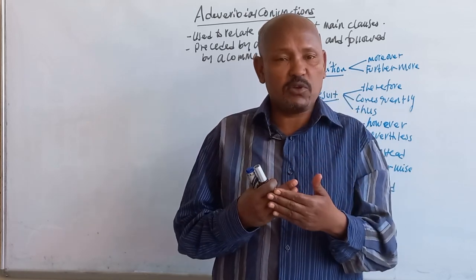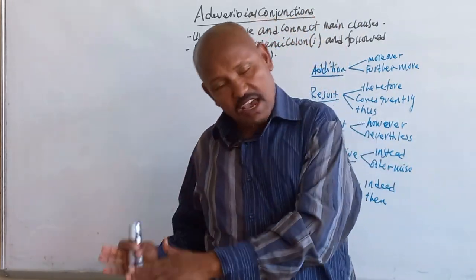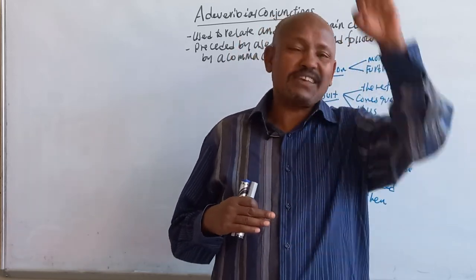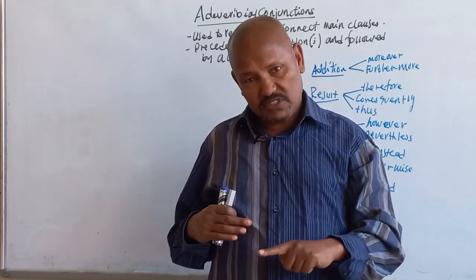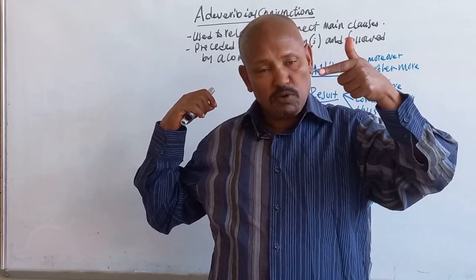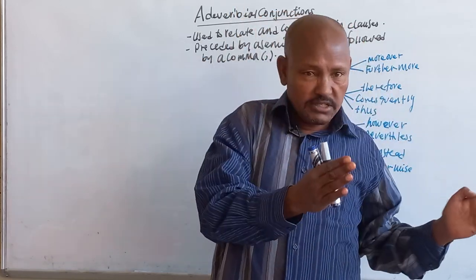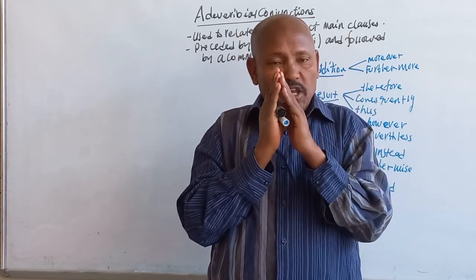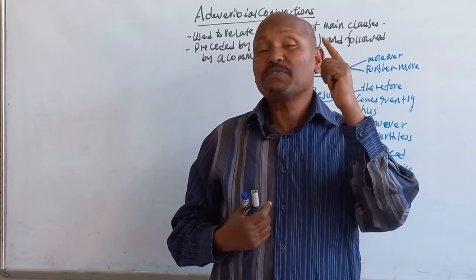The different types, the seven types of adverbs: even though they are adverbs, we cannot use these adverbs as adverbial conjunctions, right? Their purpose is joining dependent and independent clauses. In adverbial conjunction we have no dependent clause; what we have are main clauses, independent clauses. That is the very intent of this adverbial conjunction.